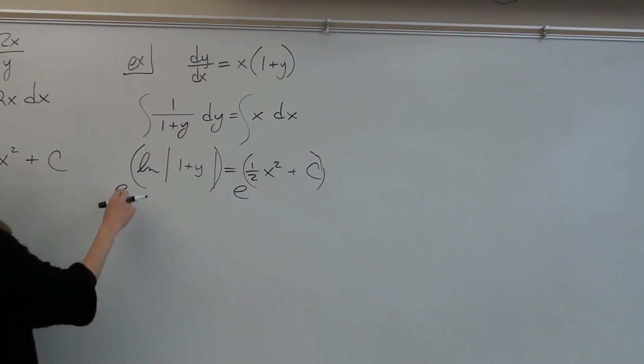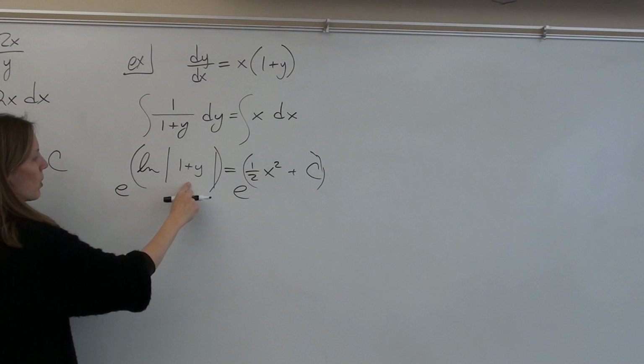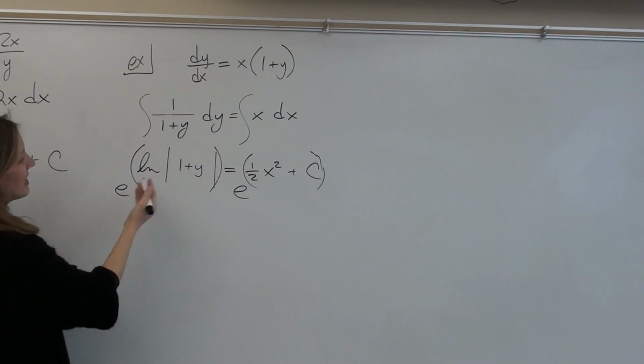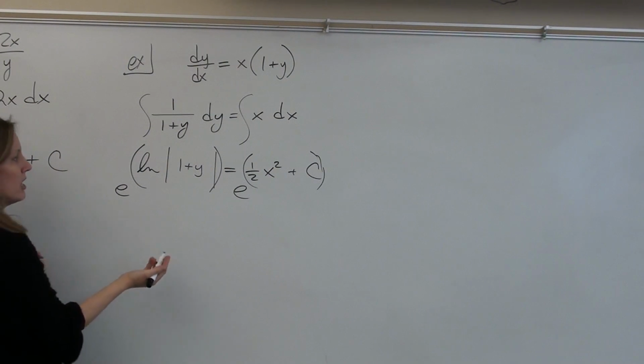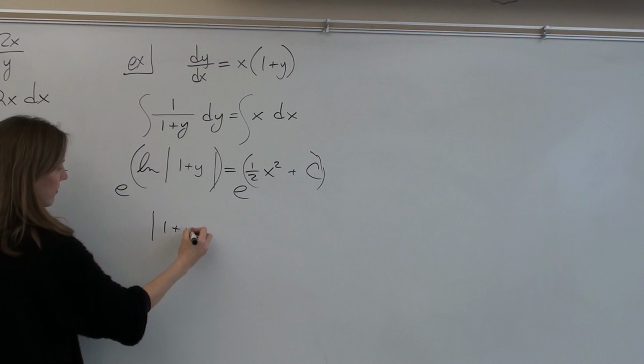All right. So now, the reason we do e to the natural log of the absolute value of 1 plus y is because e and natural log are inverse functions, which means they, in essence, kind of cancel each other out, right? So e to the ln of 1 plus y is just the 1 plus y in absolute value.